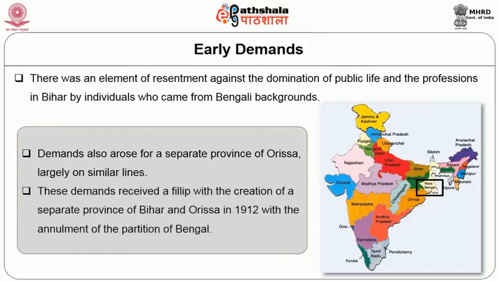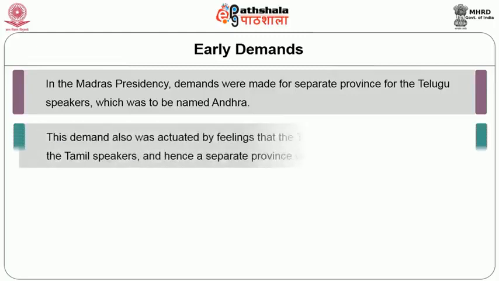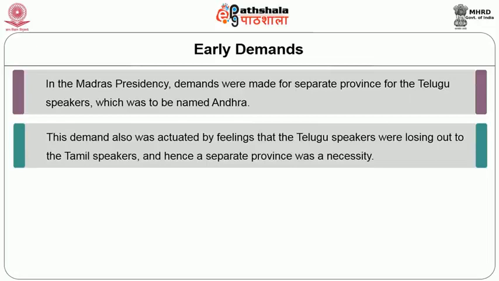These demands received a fillip with the creation of a separate province of Bihar and Orissa in 1912 with the annulment of the partition of Bengal. In the Madras Presidency, demands were made for a separate province for the Telugu speakers, which was to be named Andhra. This demand also was actuated by feelings that the Telugu speakers were losing out to the Tamil speakers, and hence a separate province was a necessity.